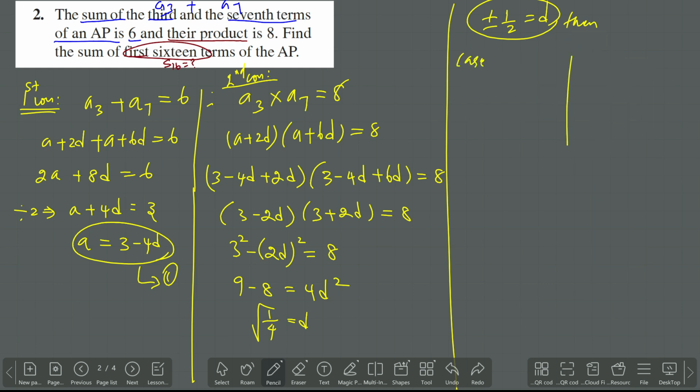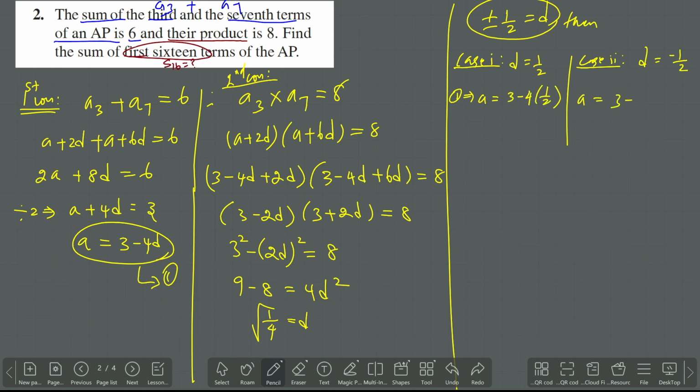Case number 1, what is that? d equal to plus 1 by 2. Case number 2, I'm going d equal to minus 1 by 2. It's important. Now 1 implies, so what is my a value? 3 minus 4 into 1 by 2.